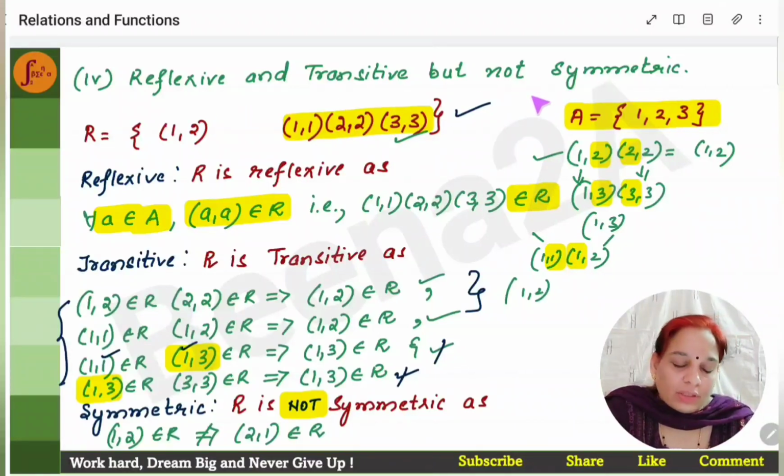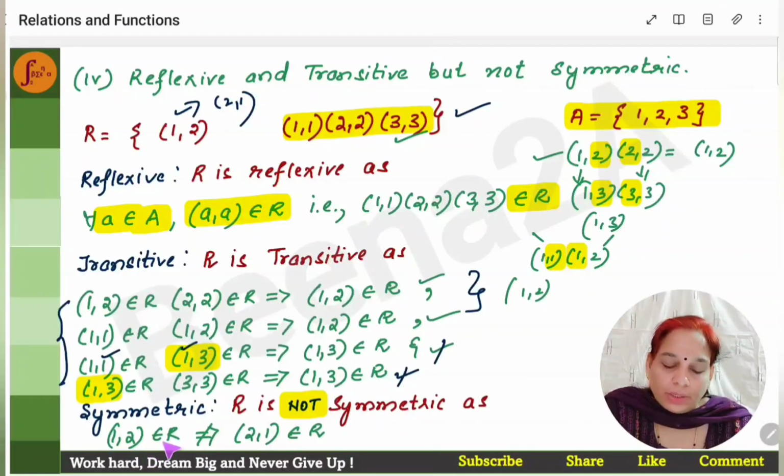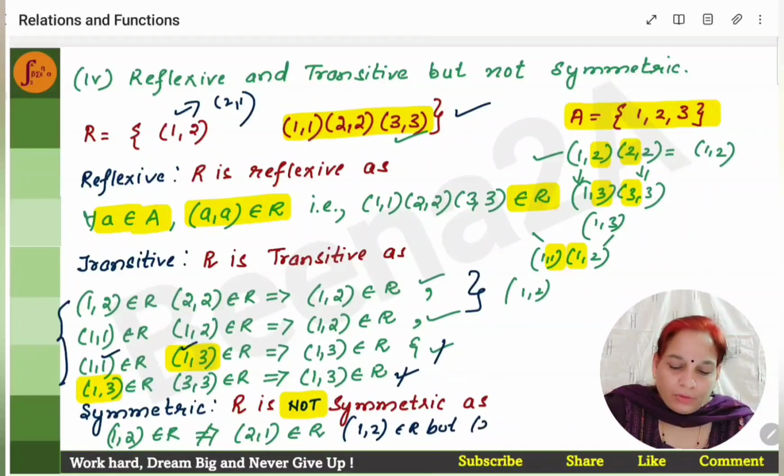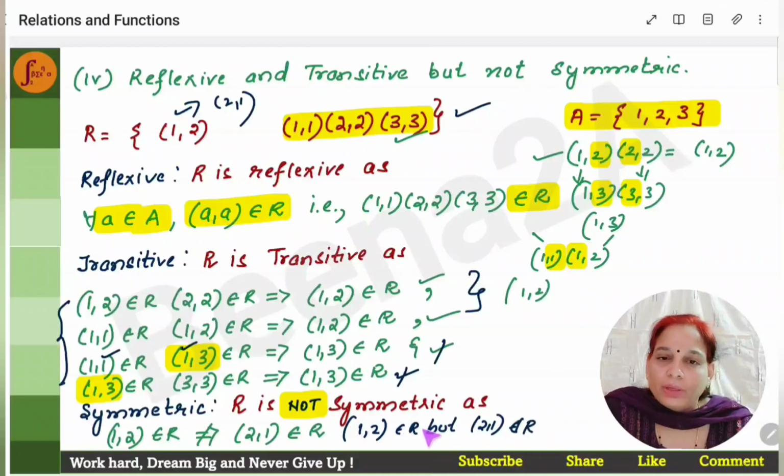Let's check if it is not symmetric. Obviously it will not be symmetric because you don't have the reverse combination. What is the reverse combination? For (1, 2), it is (2, 1), and (2, 1) is not there. So we'll say R is not symmetric as (1, 2) belongs to R does not imply that (2, 1) belongs to R. You can also say (1, 2) belongs to R but (2, 1) does not belong to R. You can say it in either of these ways.